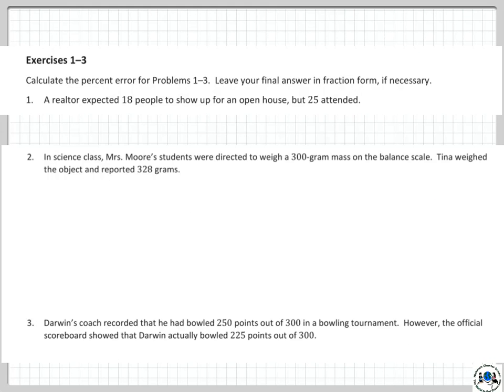Okay, so here are exercises 1 through 3, and it asks you to calculate the percent error for these problems. Like I said before, let's leave our final answer in fraction form, if necessary. If it's not a whole number, just leave it in fraction form. I want to emphasize that fractional form. So go ahead and calculate the percent error for these problems, and come on back.